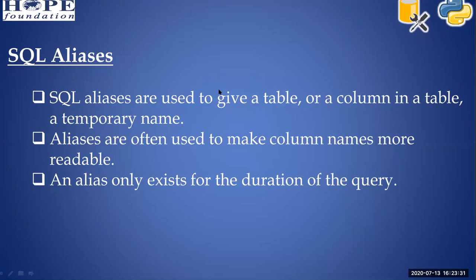Okay, so you can give any name you want, you can give it as an alias name. An alias name only exists for the duration of the query, right? So it won't affect your source, that is your table or your field. It only exists for the duration when your code is running.